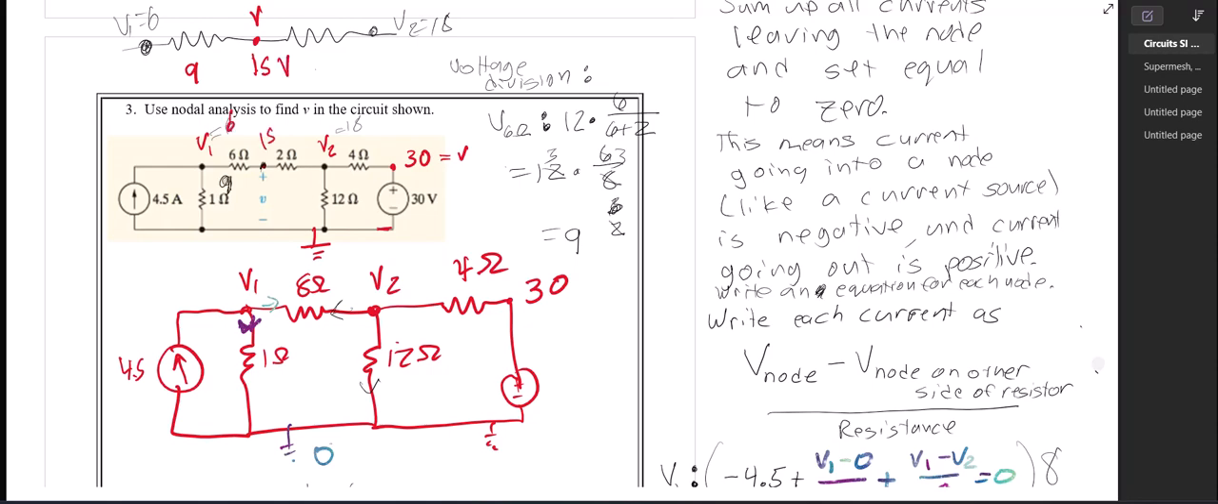Now, the 6 and the 18 were measured relative to ground, and I made ground the bottom branch. So that means this is also 15 relative to the bottom branch, so that's my answer. So 15 volts. Okay, questions on this one?